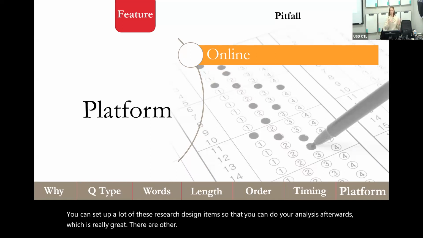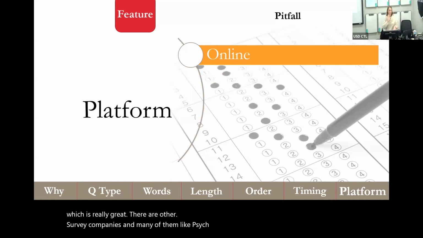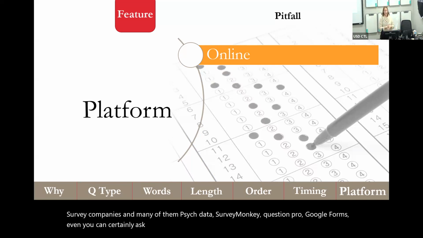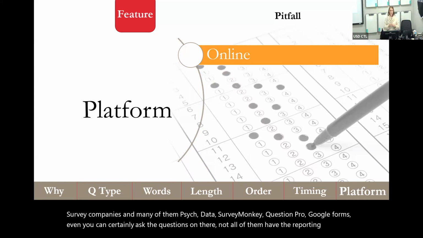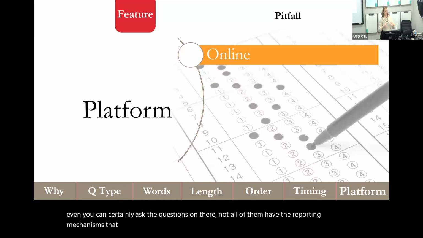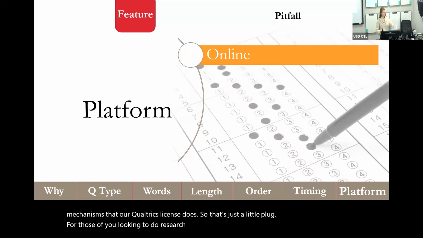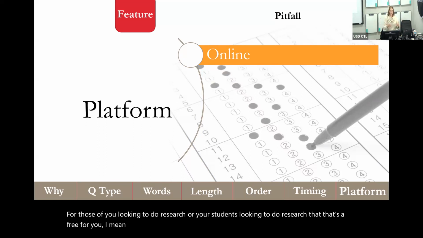There are other survey companies, and many of them, like Psych Data, SurveyMonkey, Question Pro, Google Forms, you can certainly ask the questions on there. Not all of them have the reporting mechanisms that our Qualtrics license does. So that's just a little plug for those of you looking to do research, or your students looking to do research, it's a free survey platform that you can use. I mean, it's a USD license, but free for you.